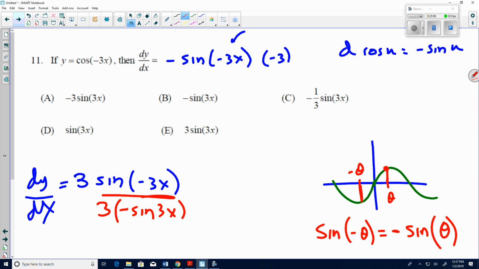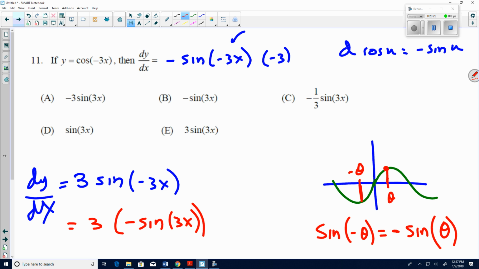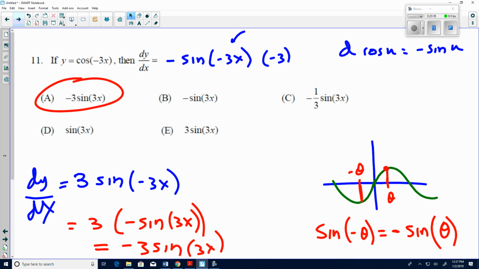Okay, so our answer here is going to be minus 3. I made this look like a fraction bar. This is not a fraction bar. Let me just do it this way. Equals 3 times minus sine of 3x. So the answer is minus 3 sine of 3x. Choice A. Calculus wasn't hard. The trig, you had to remember odd functions.